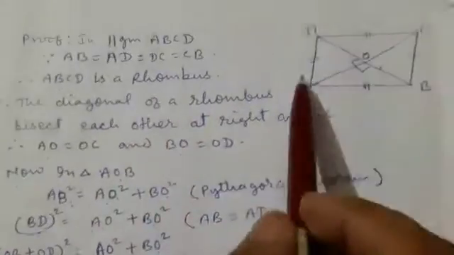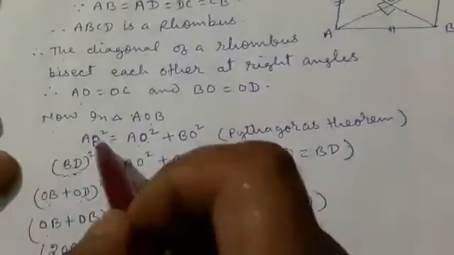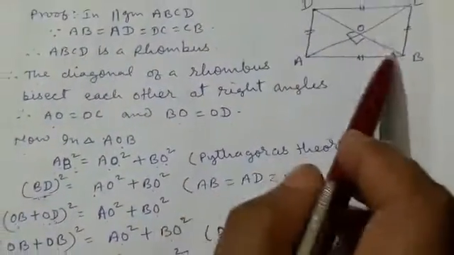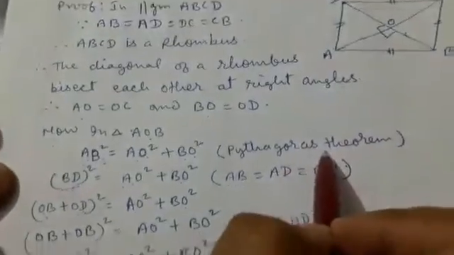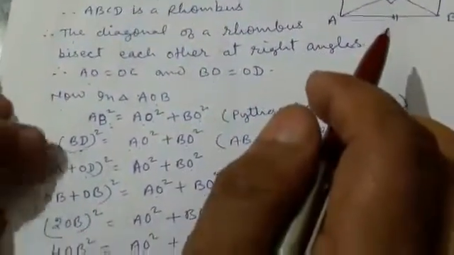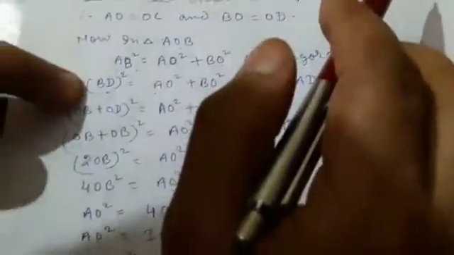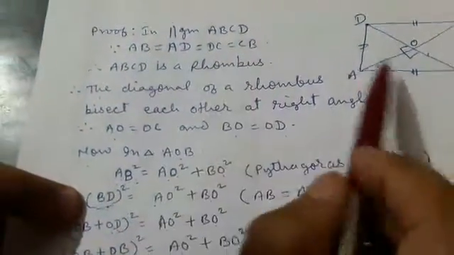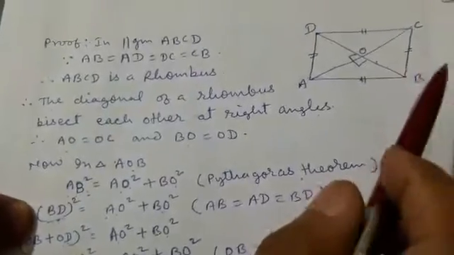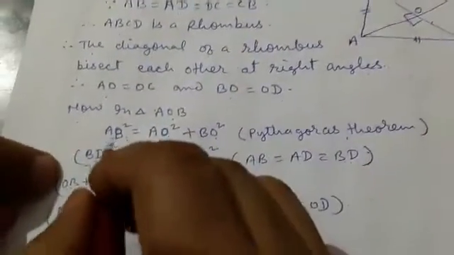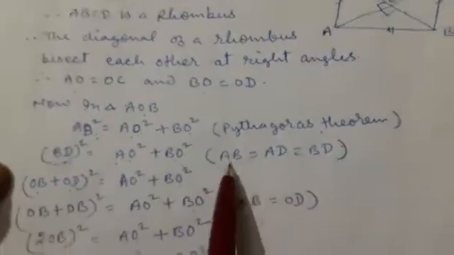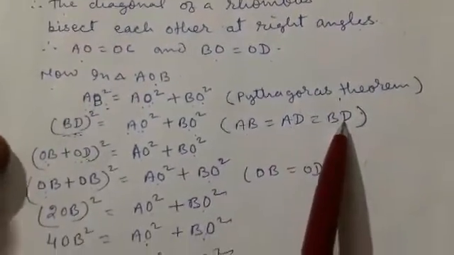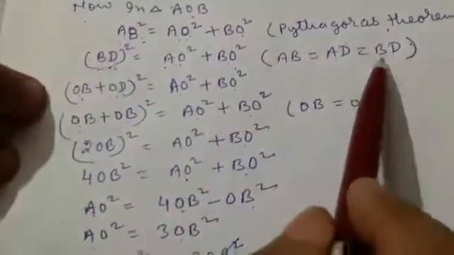Now in triangle AOB, by Pythagoras theorem, AB square is equal to AO square plus BO square. As we know, AB is equal to BD. We can write in place of AB, BD square is equal to AO square plus BO square, because AB is equal to AD is equal to BD, it is given in the question.